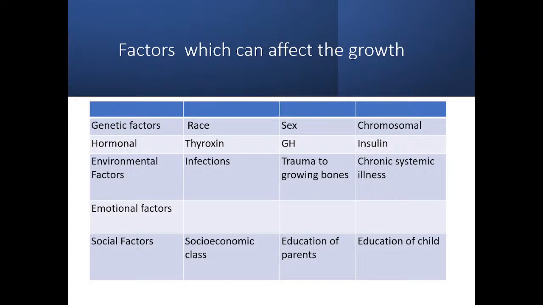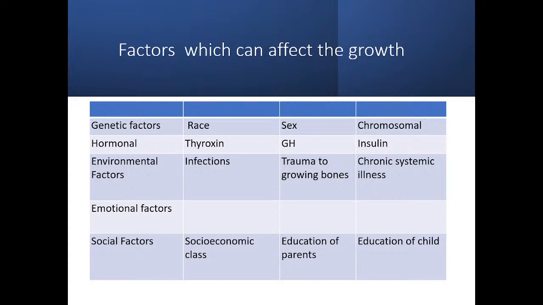All of us know there is a genetic factor that is definitely there. So the mother and parents' height, resemblance usually plays a role. Race is another thing, from which part of the world you are belonging. Then male, female, there is a difference. Then there are chromosomal abnormalities, or if there is a chromosomal variation, that can also affect the growth. Hormones, I already talked about three important hormones that play a very important role: thyroxine, growth hormone, and insulin.